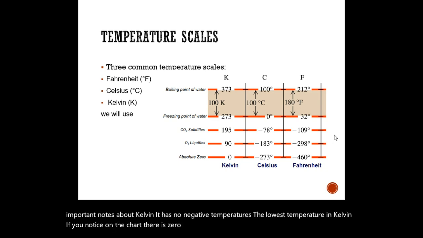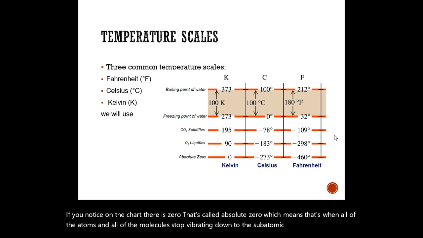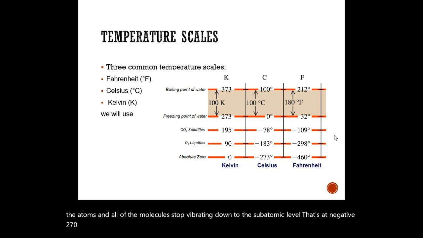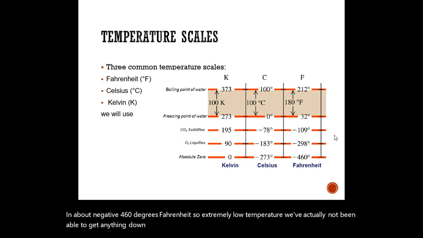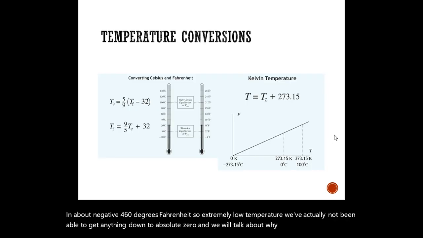That's called absolute zero, which means that's when all of the atoms and all of the molecules stop vibrating down to the subatomic level. That's at negative 273 degrees Celsius and about negative 460 degrees Fahrenheit. So extremely low temperature. We've actually not been able to get anything down to absolute zero, and we will talk about why here in a few minutes.